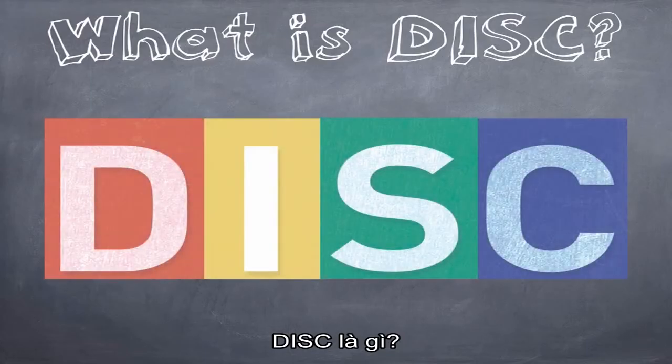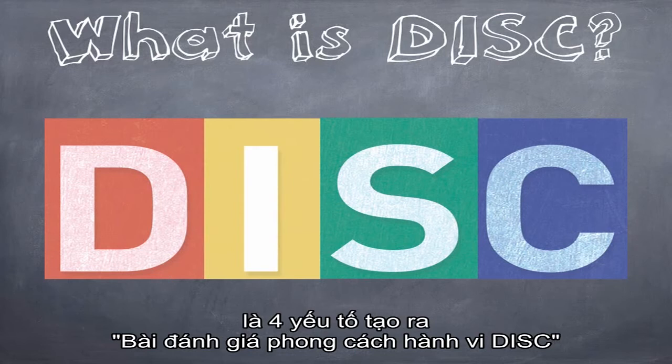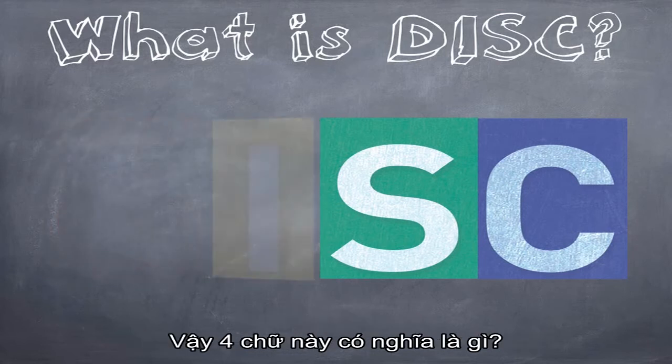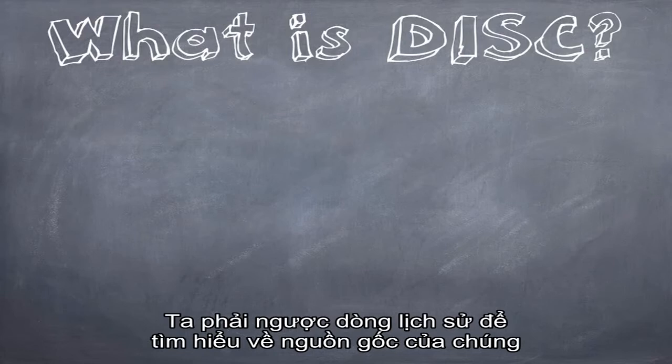So what is DISC? D, I, S, and C are the four components that make up the DISC assessment. So what do they stand for? Well, let's look back first into the history to find out where it came from.